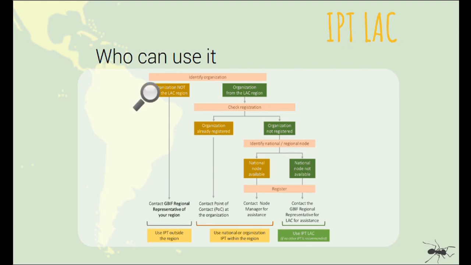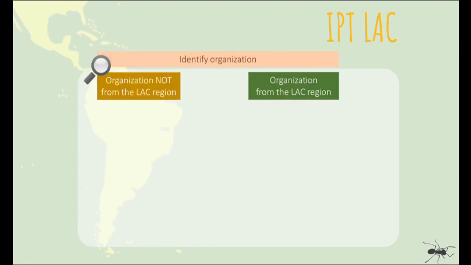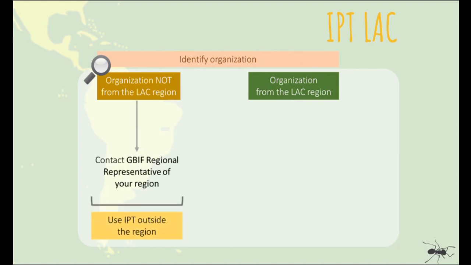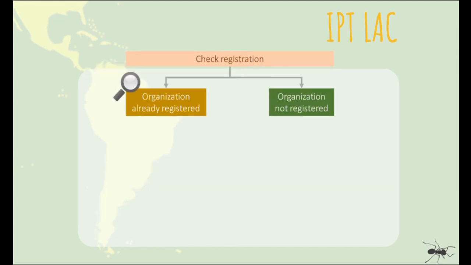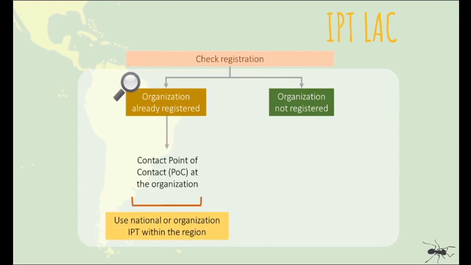First, we need to identify the publishing organization. If the organization is not from the LAC region, IPT LAC should not be used. Instead, you should contact the GBIF regional representative from your region and use an appropriate IPT. If the organization is from the LAC region, we then need to check if it is already registered with GBIF. If the organization from the LAC region is already registered, you should get in touch with a point of contact at the organization and use either a national IPT or an IPT from the organization in the region.